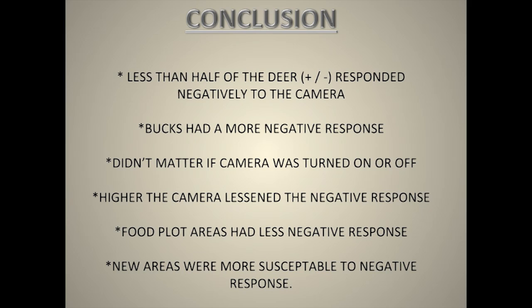Okay, bottom line on all this is that less than half the deer responded negatively to the camera. Bucks had more negative response. It didn't matter if the camera was turned on or off, so the no flash thing, I don't know what to tell you on that one. The higher the camera, the less the negative response. Food plot areas had less negative response. New areas were more susceptible to negative response. And like I said, the big reason why less than half the deer responded is that the food plot areas brought the numbers up.